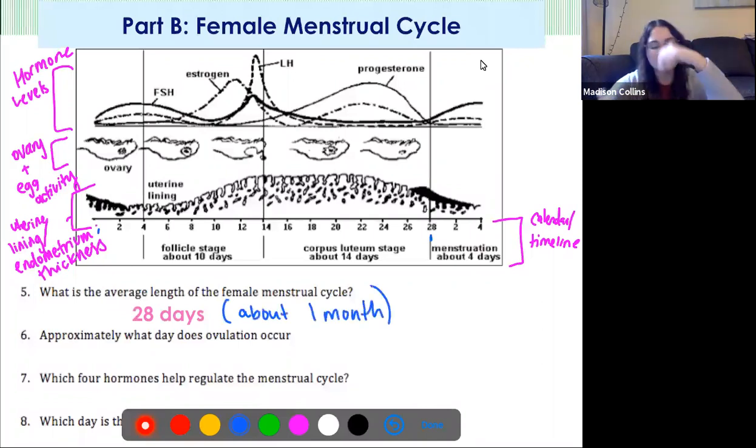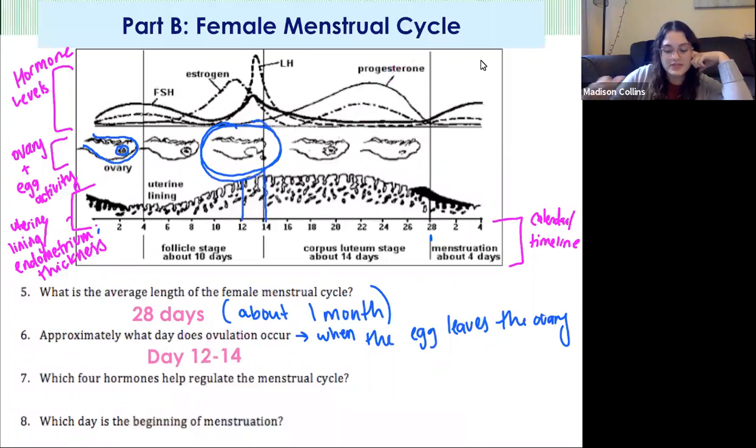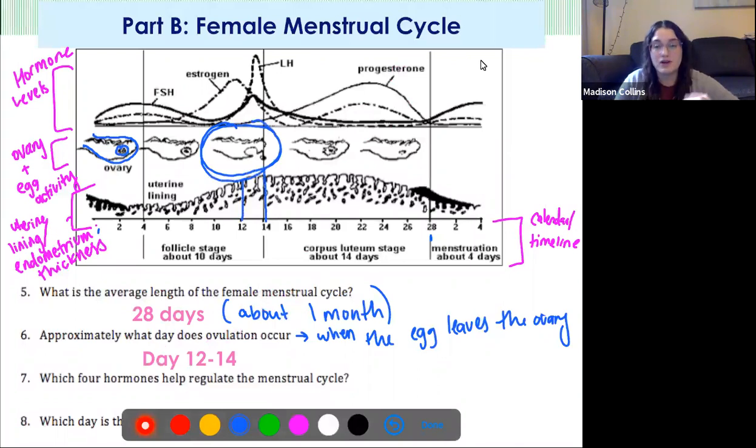Okay. Now, number 6, approximately what day does ovulation occur? Well, we need to know that ovulation is when the egg leaves the ovary. And if we look at this diagram, I see that this structure right here is my ovary and the egg is inside of it. Well, I see that the egg is going to release from the ovary in this stage right here. Now, if we look at the calendar or the timeline associated with that, we see that ovulation is going to occur around day 12 to 14. So that is when the egg breaks free from the ovary and begins to make its way into the fallopian tube.